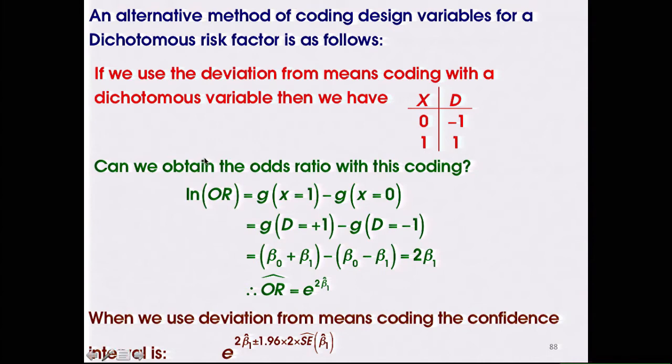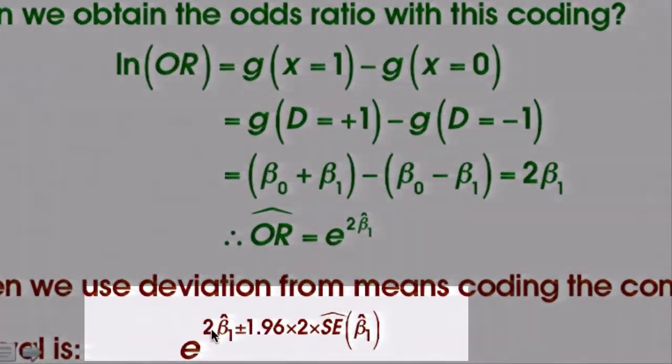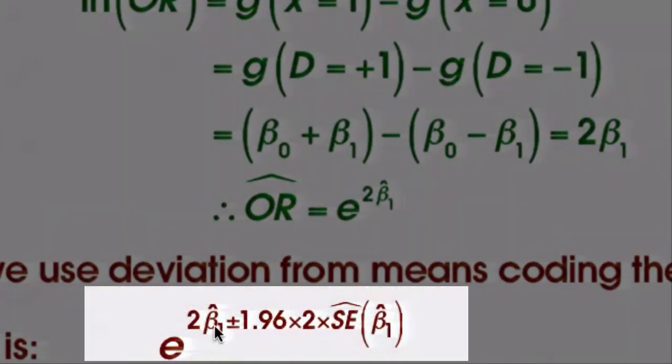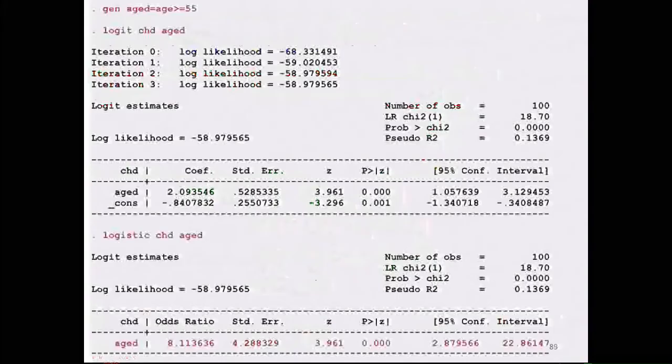Also, this kind of coding is called deviation from means coding, and I'm going to talk about why it's called that in a little while. But when we use deviation from means coding, the confidence interval is e to the 2 times beta plus or minus 1.96 times 2 times the standard error that's produced. So the standard error is also half as large as it should be in the computer output.